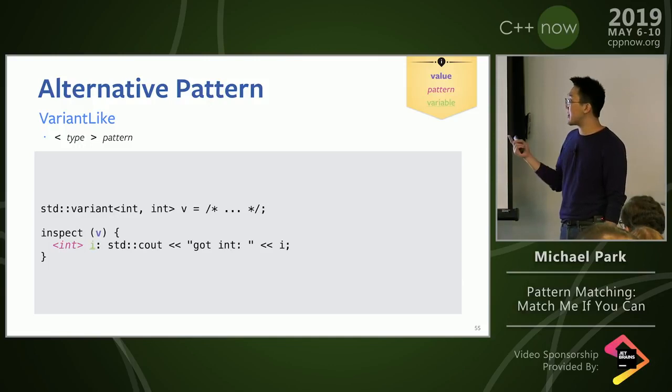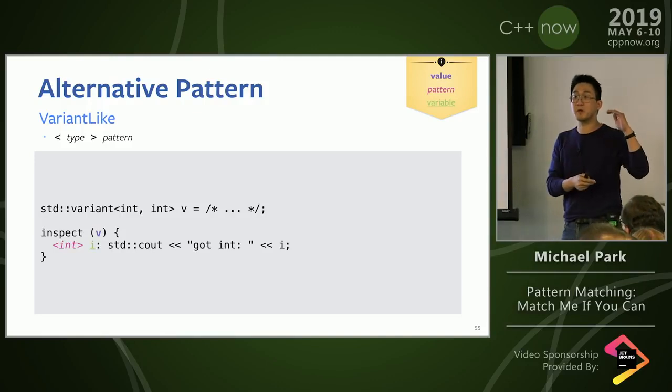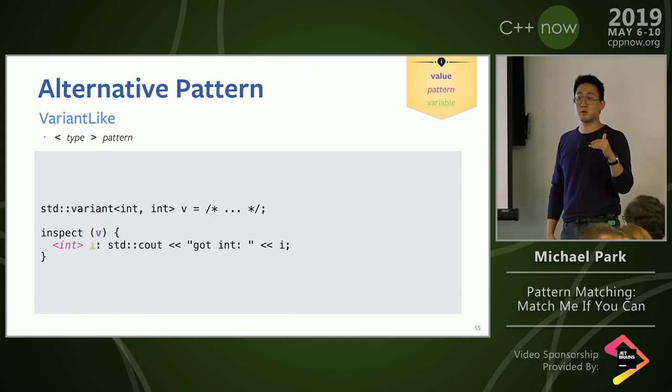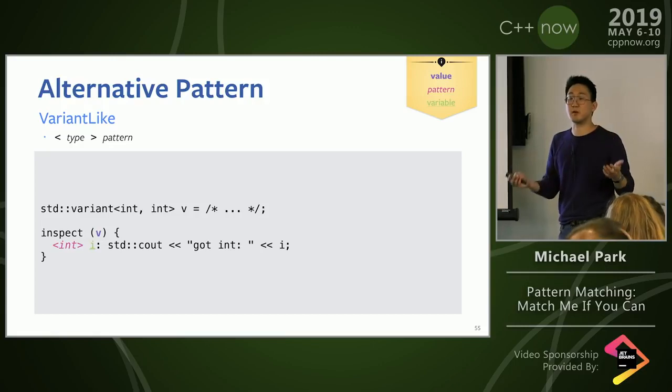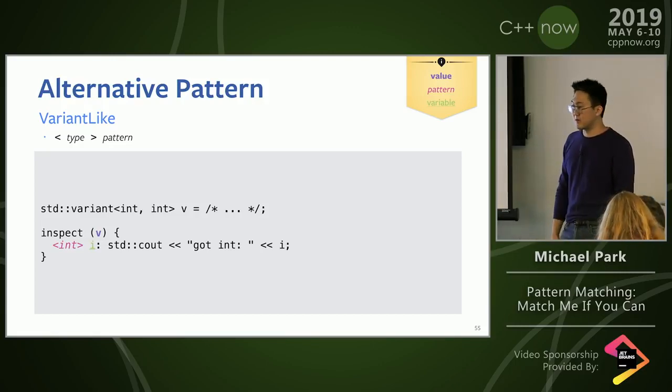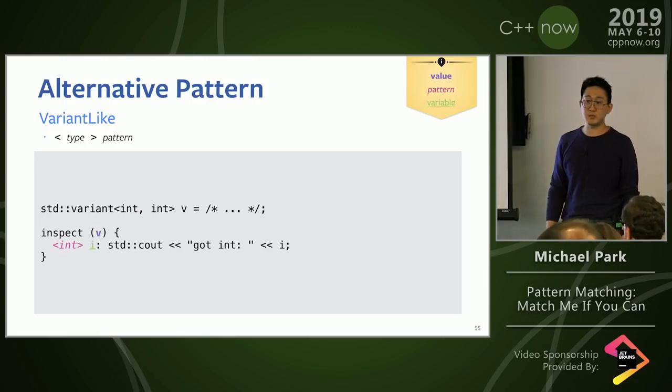And the reason for that is because if you were to put this piece of code inside of a template, then if you have handlers for int, float, string, you could pass that a variant of int and string, and you have enough handlers, you should be able to handle that. That's the motivation behind not necessarily enforcing usefulness.